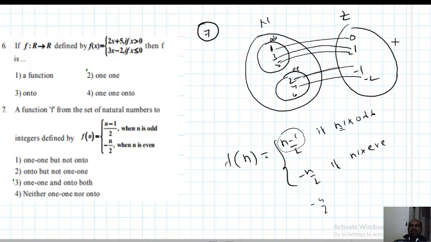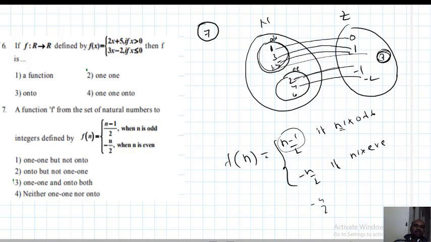Okay, so what happened? For example, 7 is given. What is the pre-image of this? They should identify it. The pre-image should be positive, meaning it should be paired with an odd number. What value of n gives n minus 1 by 2 equals 7? n minus 1 equals 14, n equals 15. So if n is taken as 15, then 15 is paired with 7. What is the meaning of that? All odd numbers are paired with different images, and all even numbers have different images. So this is 1-1 as well as onto.